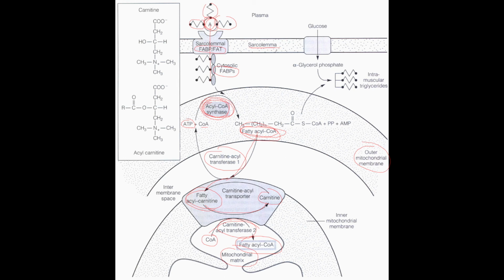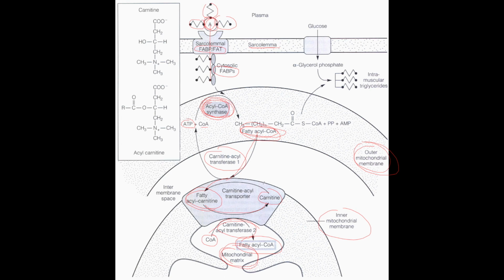The sarcolemmal membrane, the outer mitochondrial membrane, and then the inner mitochondrial membrane. So there are a lot of different enzymes, a lot of different steps here in order to get that long-chain fatty acid into the mitochondrial matrix so that we then can perform beta oxidation and take advantage of all those acyl units, those acetyl-CoA units, which are 2 carbon units, and utilize them in the citric acid cycle for ATP production.